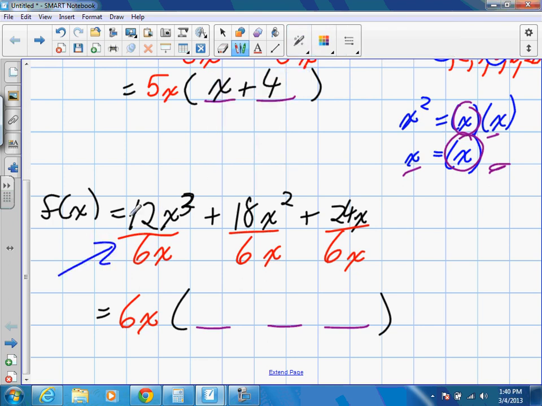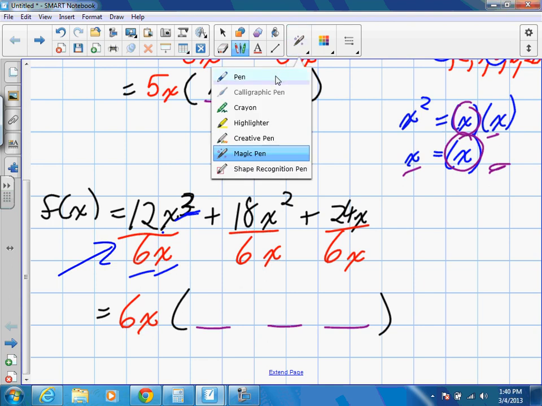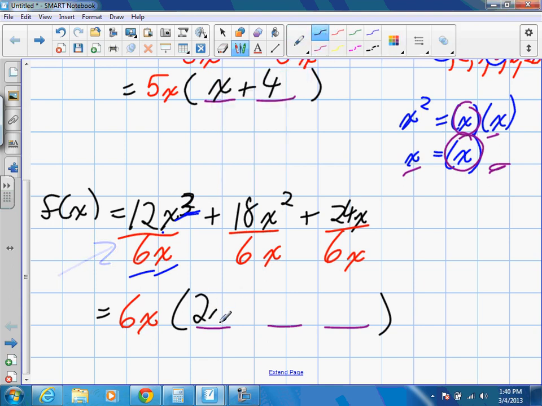So 12x cubed divided by 6x will give us what? 2x squared. Good. 18x squared divided by 6x? Positive 3x. And 24x divided by 6x is plus 4. Okay? That's it.